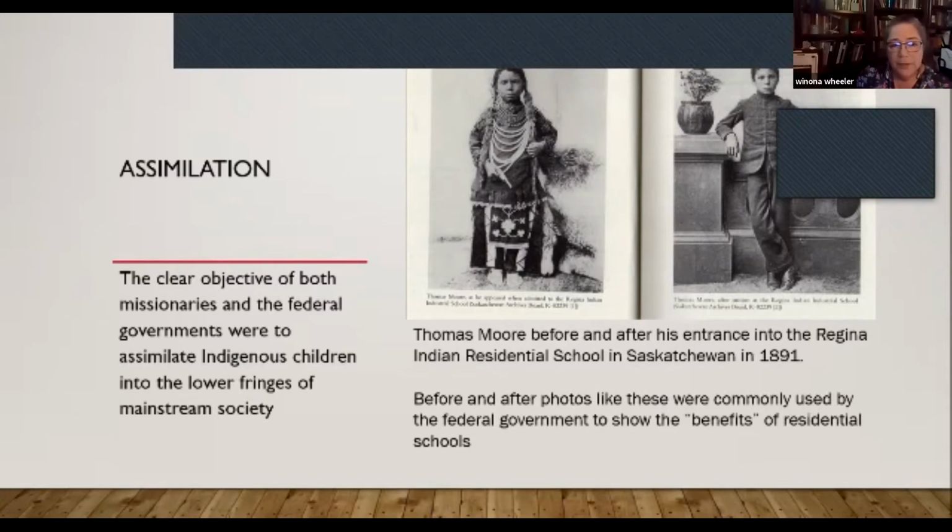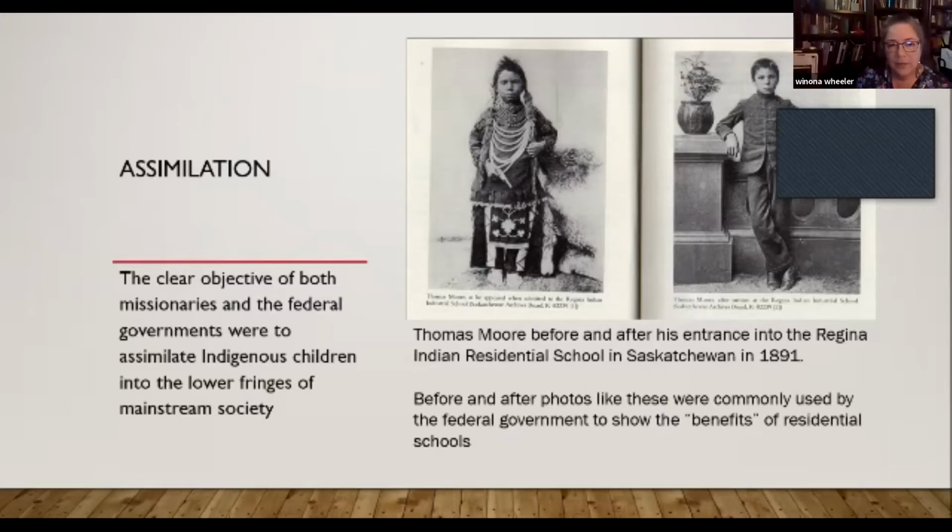We now know that the federal government has interpreted the education provision literally and narrowly, that their position is that they're only obligated to provide elementary education. The federal government continues to argue that they only provide high school and post-secondary support funding as a matter of social policy, not treaty rights.